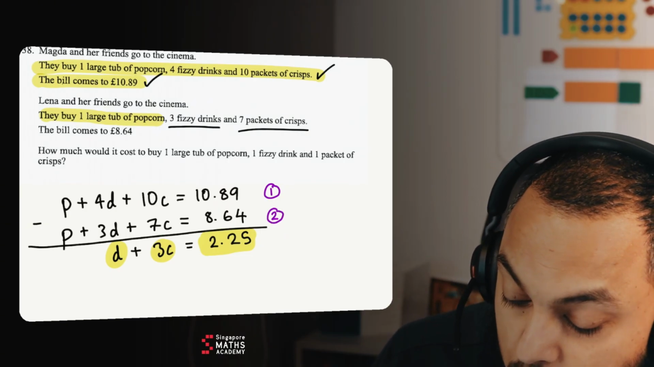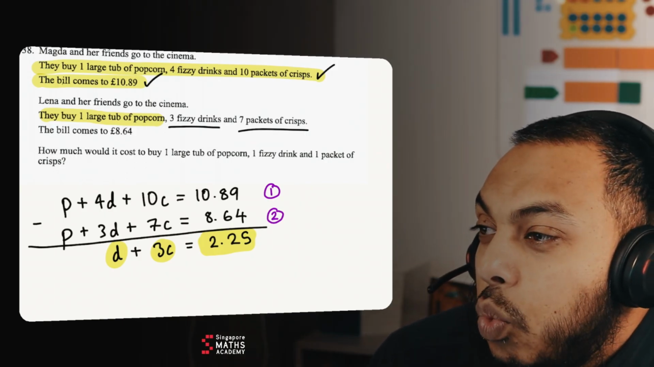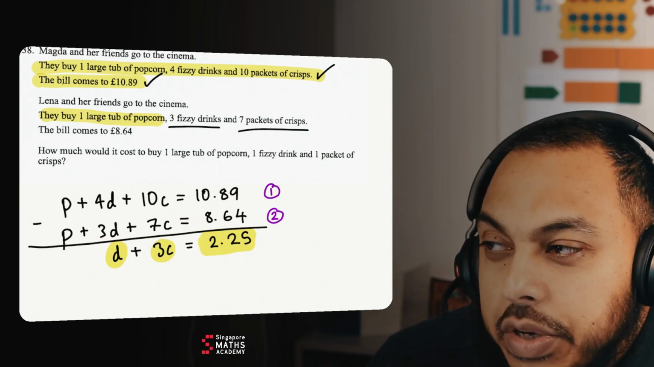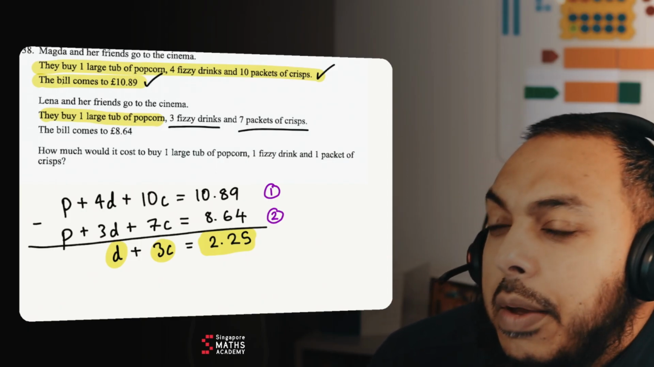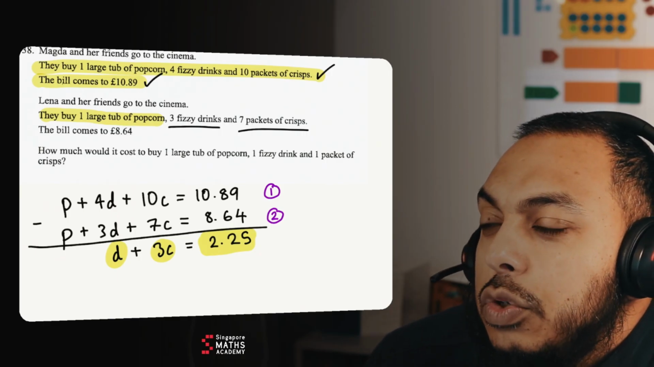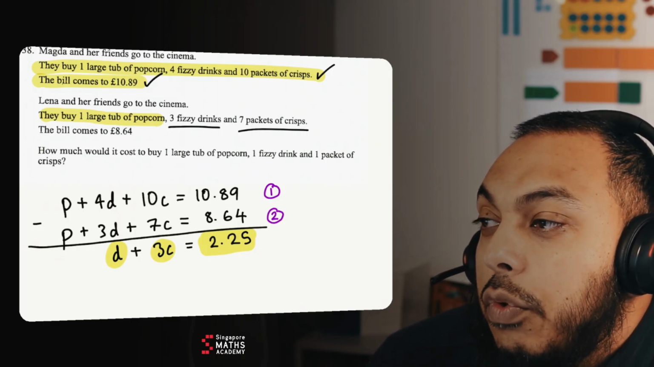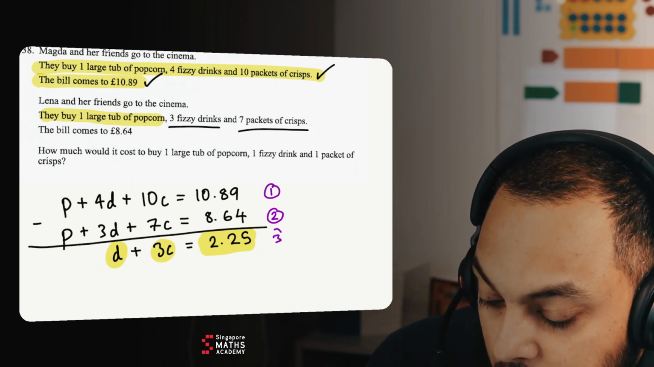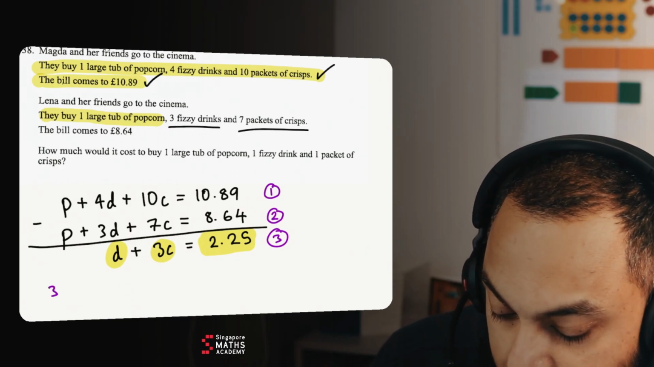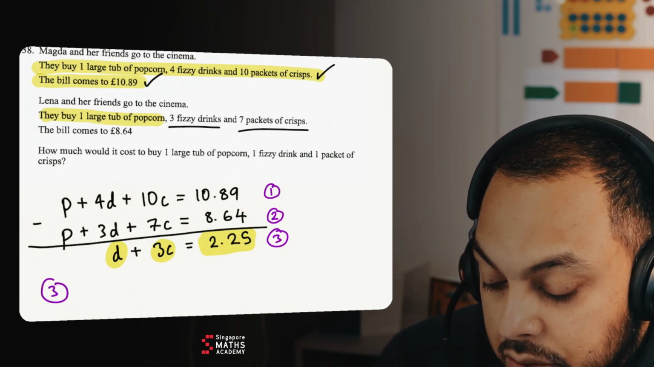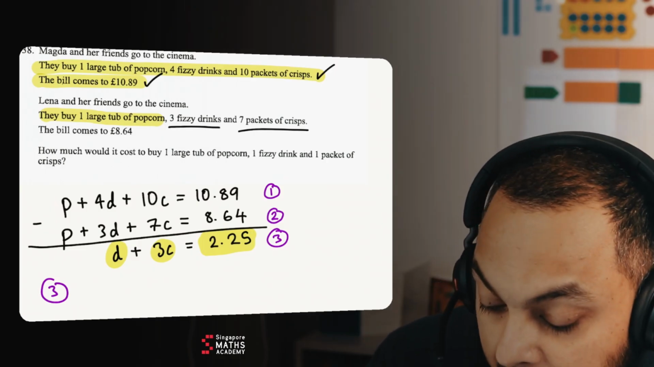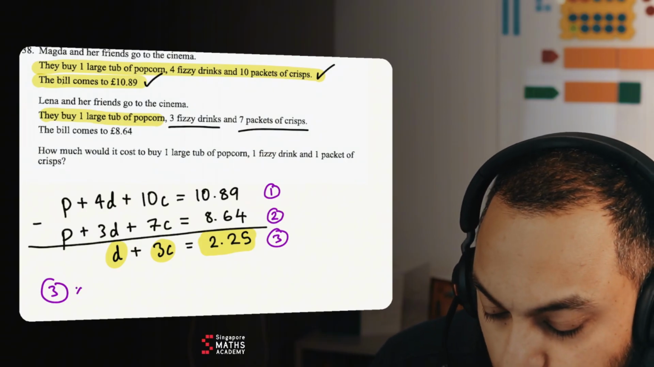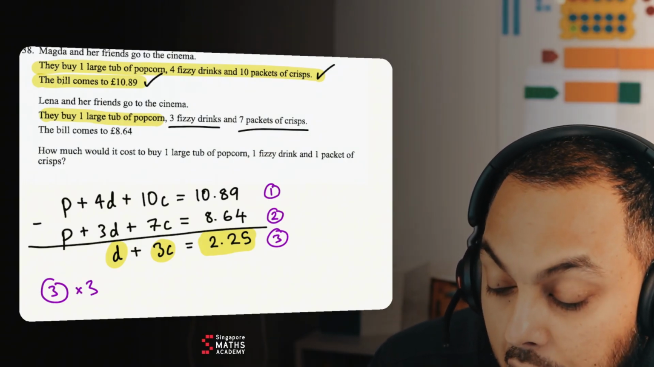And so what I'm going to do to equation 1, right, is keep it the same. We're going to keep equation 2 the same. But what I'm going to do is multiply what I got for equation 3, right? Call that equation 3. So equation 3, that we've got a drink plus 3 crisps is £2.25. I'm going to multiply that by 3. And I want to show you why by 3. Okay? I'm going to multiply that by 3.